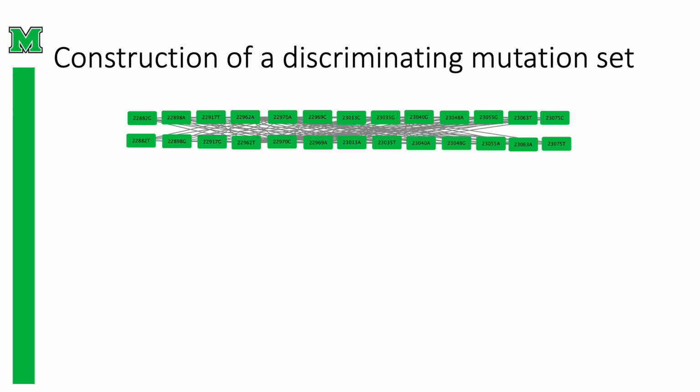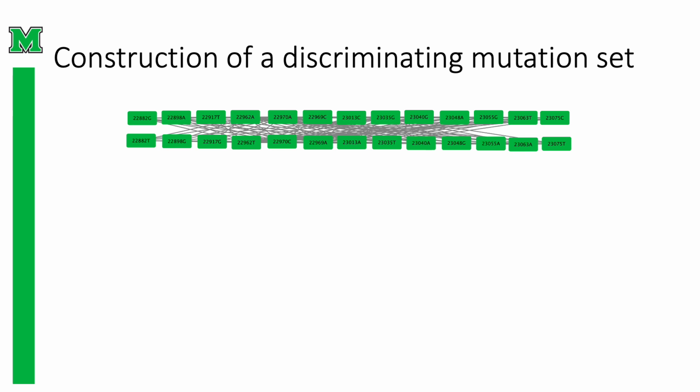To visualize the construction of discriminating mutation sets, let's start with an example of a connected graph component from one wastewater sample. The loci in this component are in the S gene, which codes for the spike protein. For clarity, we've organized the graph with loci left to right. In this example, there are exactly 2 genotypes at each polymorphic site, but the same process works if there are loci with 3 or more genotypes.